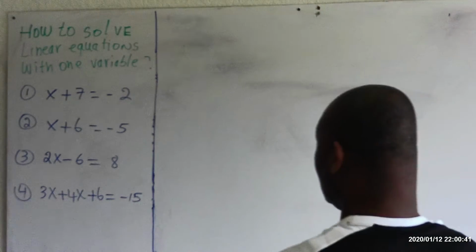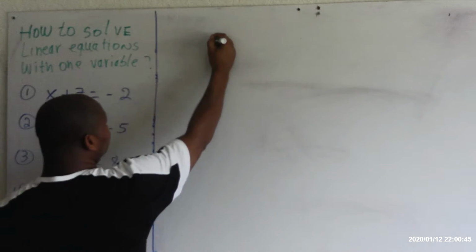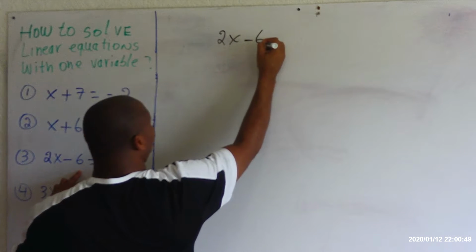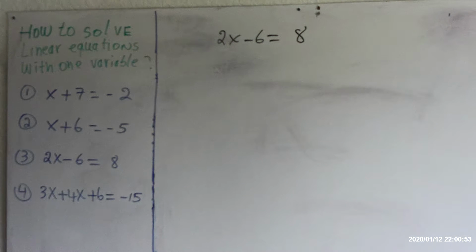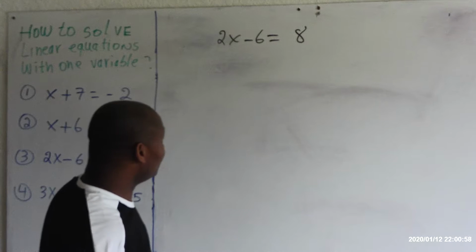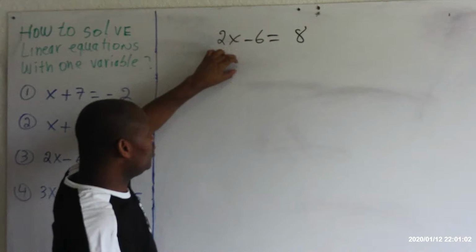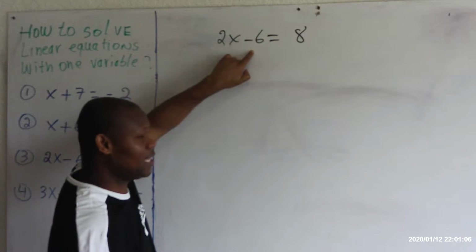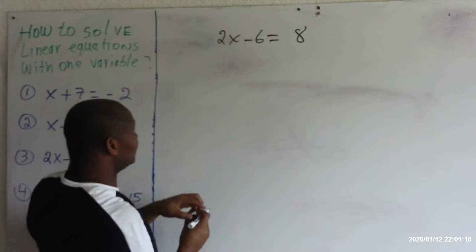Right. Okay. We have the third exercise. The third one is 2x minus 6 equal 8. So now we have this equation 2x minus 6 equal 8. Now we need to have x by itself. Okay. In order to have x by itself, I need to add 6 to both sides. We're going to add 6 to both sides in order to have x by itself.